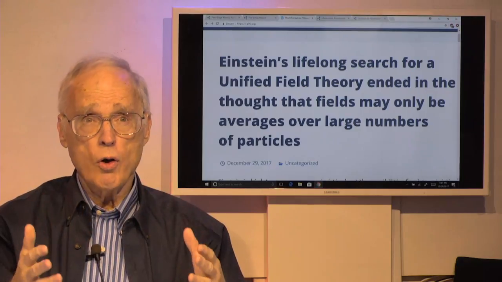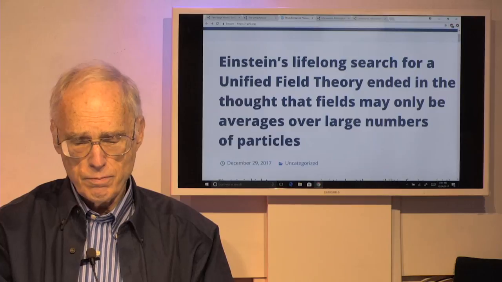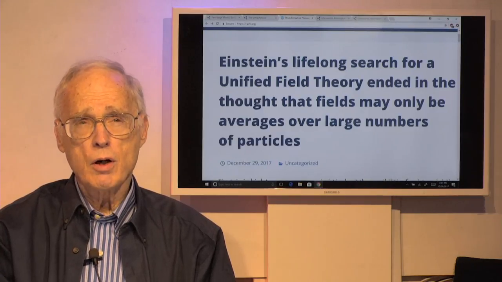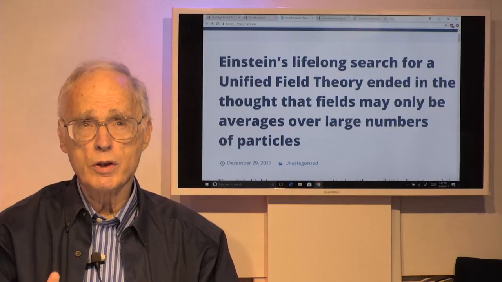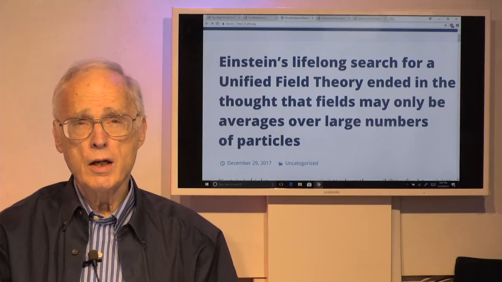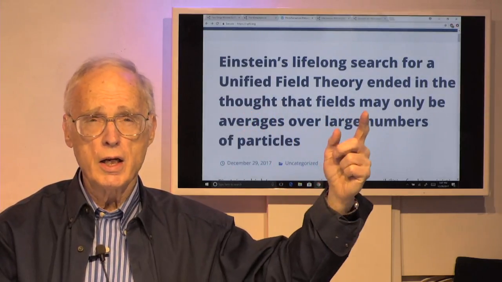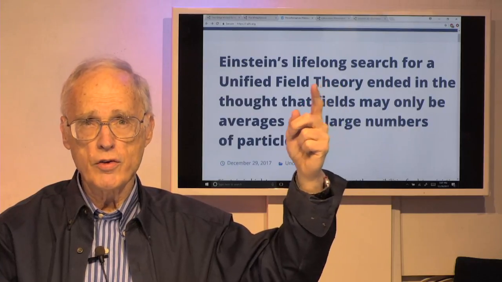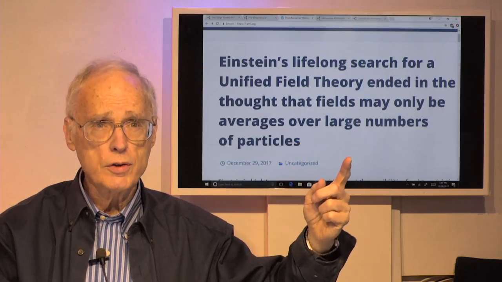But coming back to the overall notion of a field, I must try to emphasize that Einstein became concerned that a field theory was not adequate to describe what's going on in quantum physics. Okay? And here's what I'm describing, our conclusions. This is what we're going to show today: that he's going to conclude that fields, the thing he wanted to find in a field theory, may only be averages over large numbers of particles.